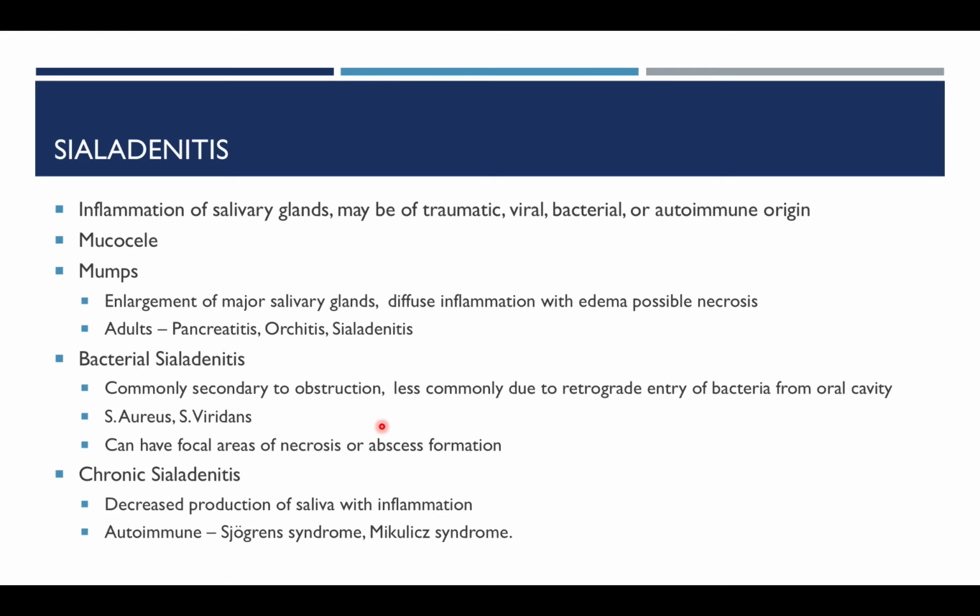In chronic sialadenitis, there is a decreased production of saliva with inflammation. In terms of the cause of chronic sialadenitis, it can be autoimmune. It can be Sjogren's syndrome, which is an autoimmune disease that specifically targets glands, and it commonly presents with dry eyes and dry mouth, or Mikulicz syndrome. Mikulicz syndrome is a combination of salivary and lacrimal gland inflammatory enlargement, and it is caused by sarcoidosis, leukemia, or lymphomas.